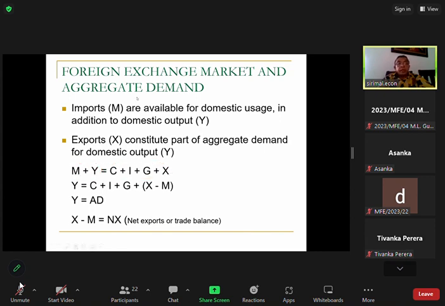Now we can rearrange our equation accordingly like this. So this is our aggregate demand now. X minus M, in some of the textbooks, we call it net exports, but actually you can also call it trade balance. Sometimes we will be using this term NX. So remember, NX means X minus M.